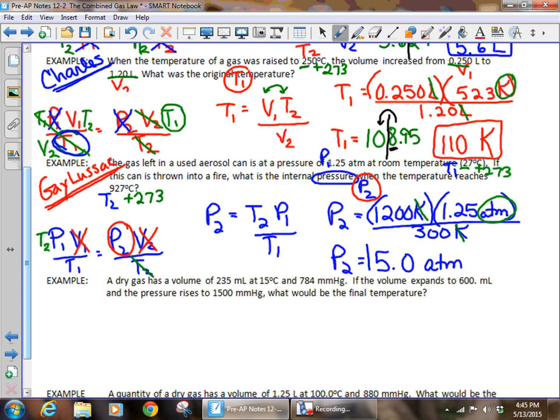So notice that we kicked that up to about 5 times the pressure by heating it up. So the chances of that can being able to withstand that increase in pressure are very slim. So again, life lesson. So those are Boyle's law, Charles' law, and Gay-Lussac's law. In the next set of notes, we'll look at what happens when we combine all of those variables into the combined gas law.